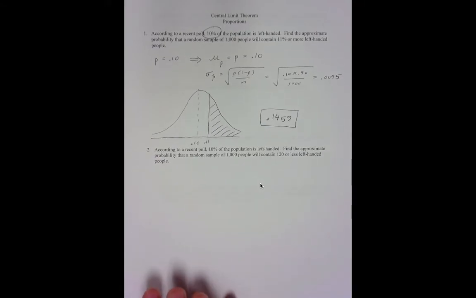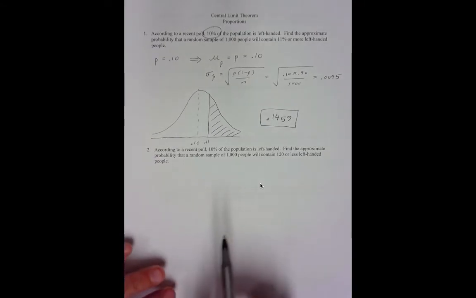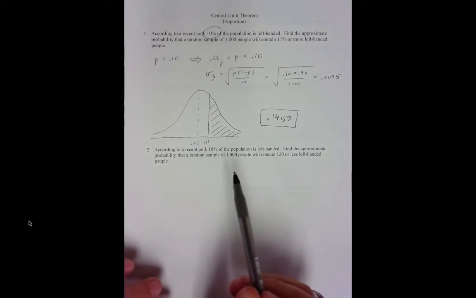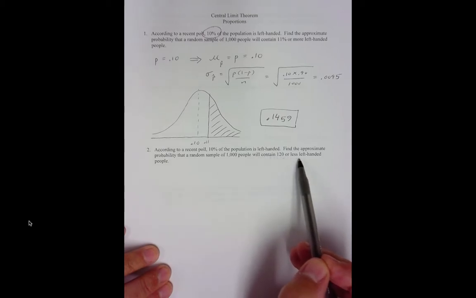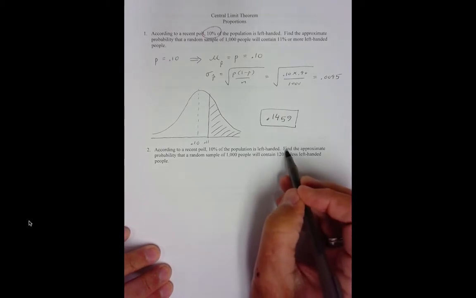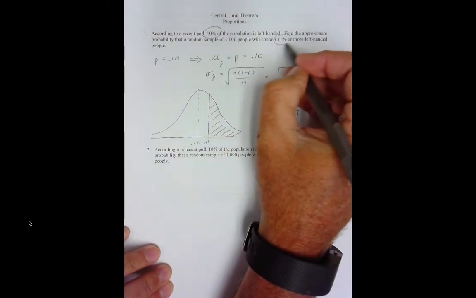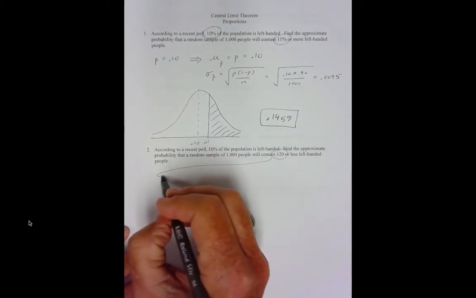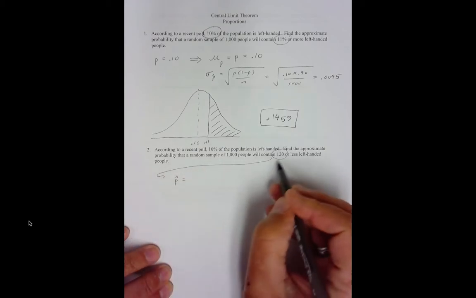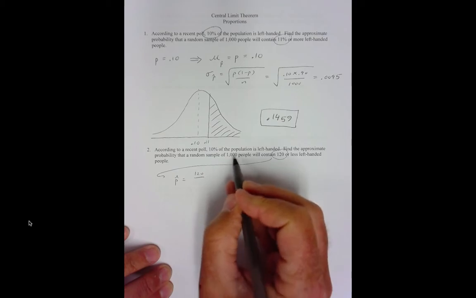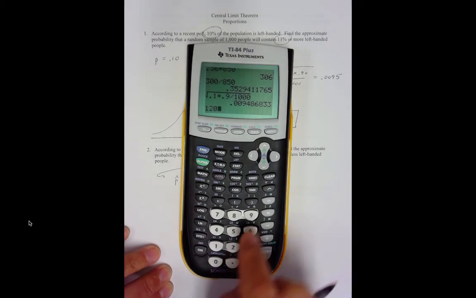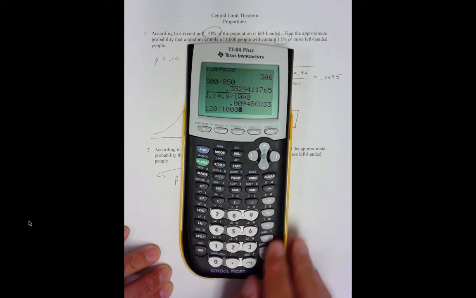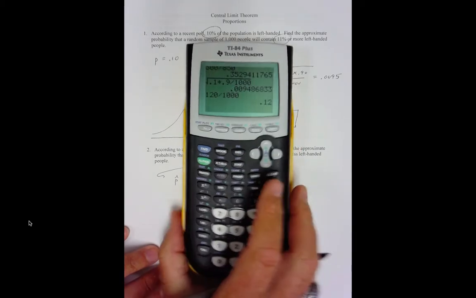Number 2, according to a recent poll, 10% are left-handed. Same setup, but the difference here, find the approximate probability that a random sample of 1,000 people will contain 120 or less. So guys, now you're not given a percentage like you were up here. You got to work a little bit to get your p-hat. So it's 120 out of the 1,000. Guys, I know what this is, but some of you may not. So it's 0.12.